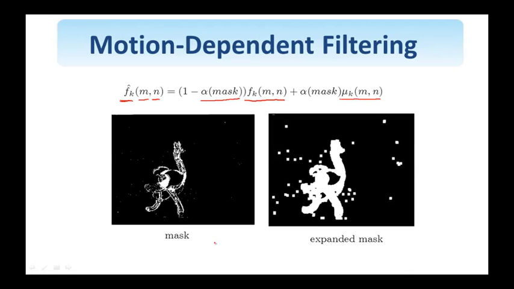So for regions where there is no motion, alpha is set equal to 1. So in this case, clearly we perform some spatiotemporal smoothing through this averaging operator, since the first term drops out. And for the regions where there is motion, alpha is set equal to 0, in which case we just rely on the actual observation.